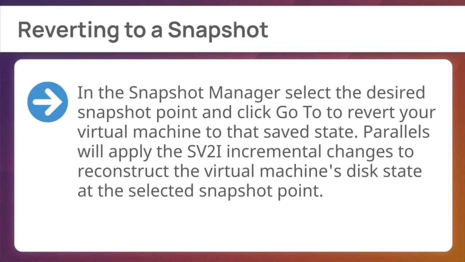In the snapshot manager, select the desired snapshot point and click Go to revert your virtual machine to that saved state. Parallels will apply the SV2I incremental changes to reconstruct the virtual machine's disk state at the selected snapshot point.